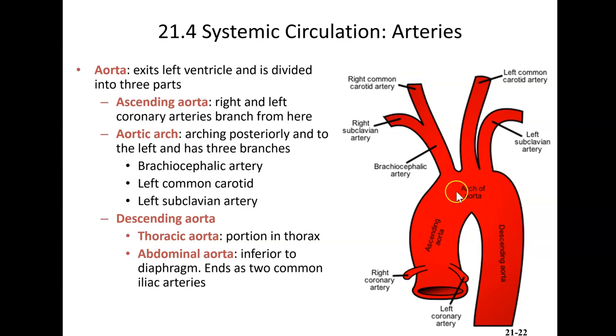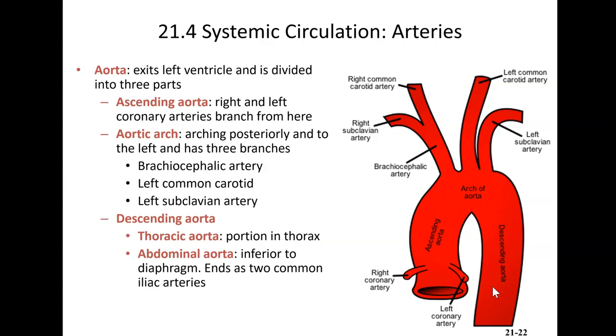Going back down to our arch of the aorta, in the center we have our left common carotid artery, again going to the head and neck, and our left subclavian artery is our last branch, going over to our left upper extremity. From there, we continue down the descending aorta.